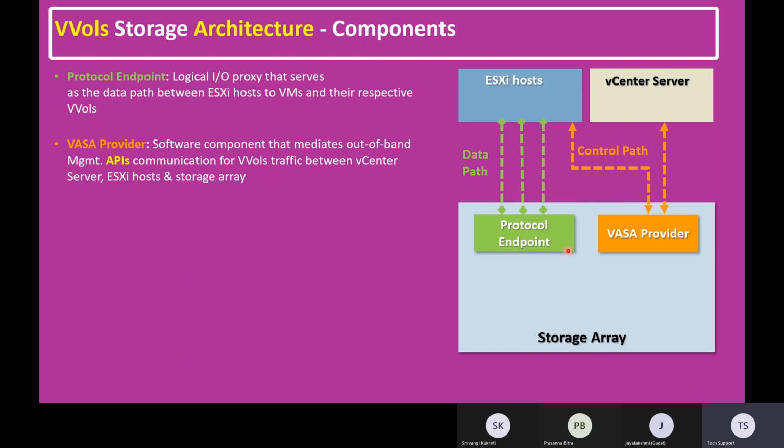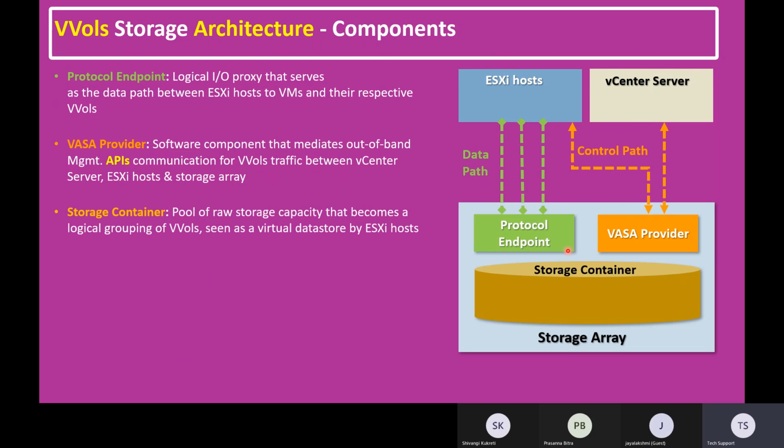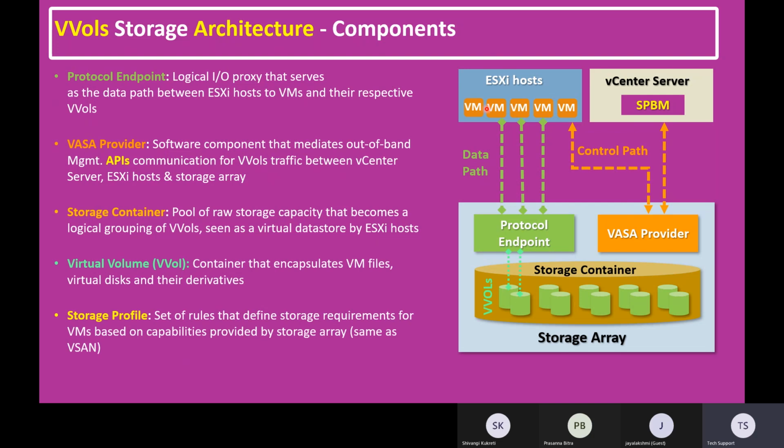Okay, now let's talk about another component, that is storage container. So storage container is nothing but a pool of raw storage capacity that becomes a logical grouping of vVolumes. So logical grouping of virtual volumes, another name in our previous concept is LUN, but in vVol they removed that name. They considered that as vVols, seen as a virtual datastore by ESX. The same logical grouping storage container, when we see it on the ESX host level, we call it a virtual datastore.